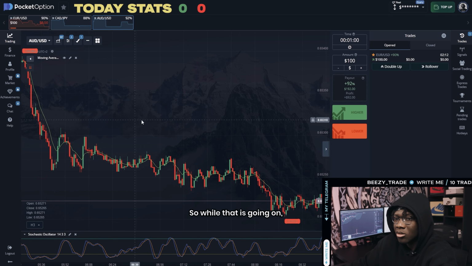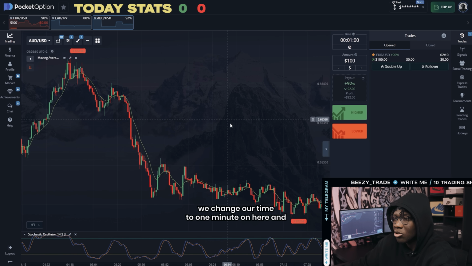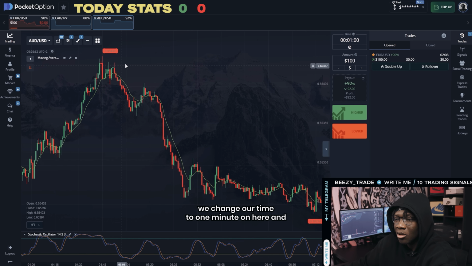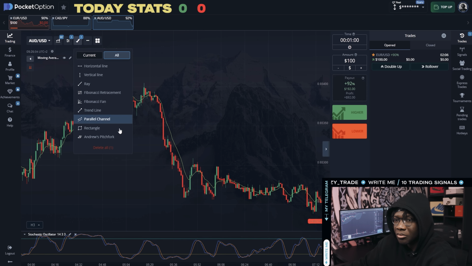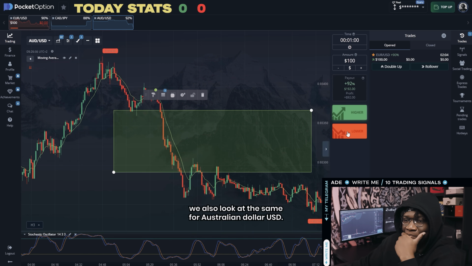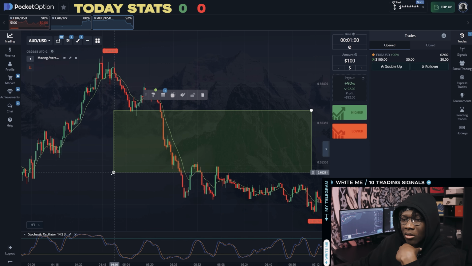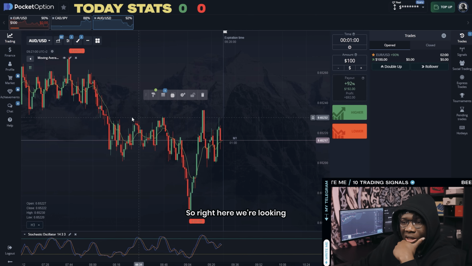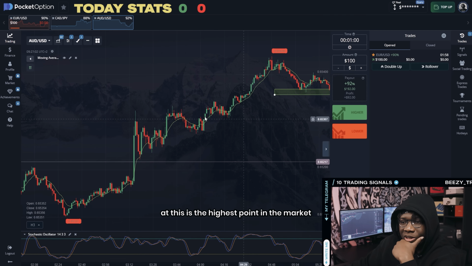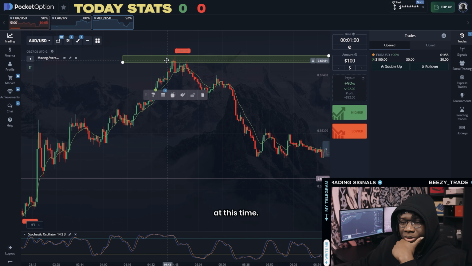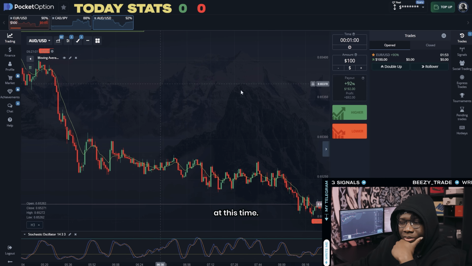So while that is going on, we'll change our time to 1 minute on here, and we also look at the same for Australian dollar USD. So right here, we're looking at probably the highest point in the market at this time.